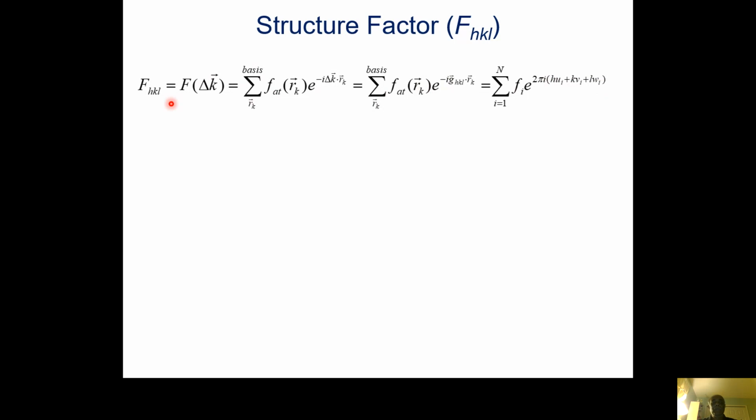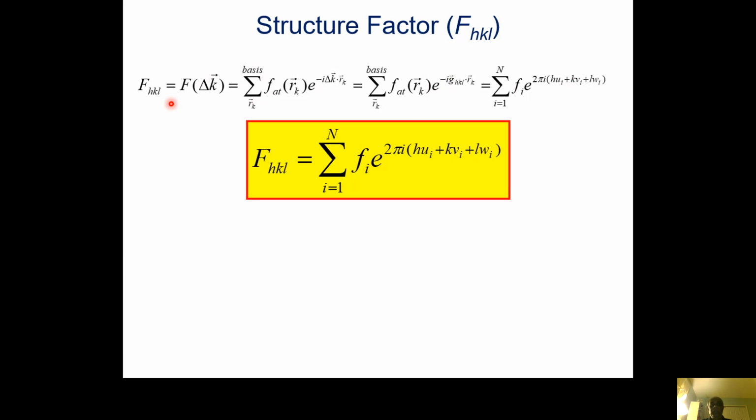So that's the basic definition of the structure factor, F_HKL. You write the sum with i equals 1 to n, where n is the number of atoms in the basis of the unit cell. We are going to use this to calculate the structure factor for different crystal structures. The next few slides are just to calculate this structure factor for different crystal structures.